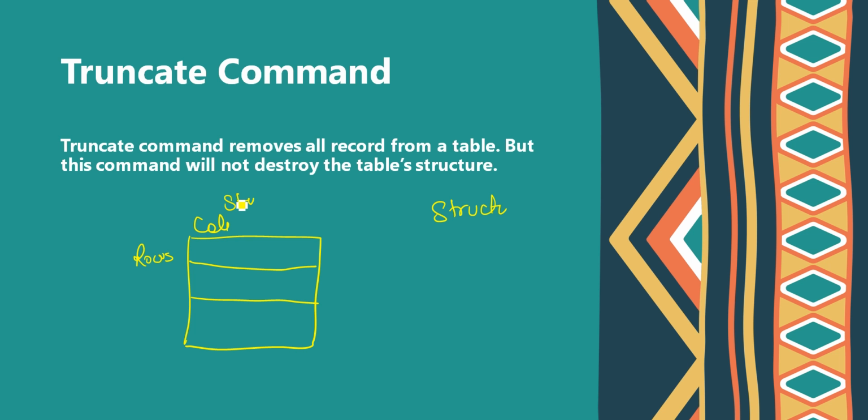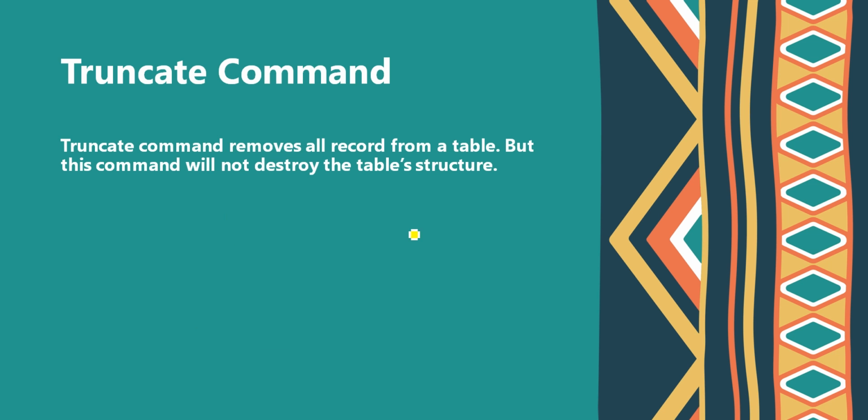Let's say I have a student table, and in this student table we have an ID, a name, and an address column. All the details are going to be filled in for each student, so these are nothing but actual data. The truncate command is not going to change the table structure, but it is going to remove all the records from a table.